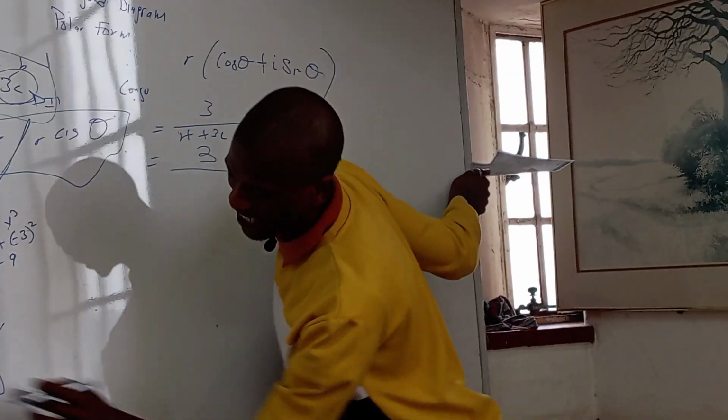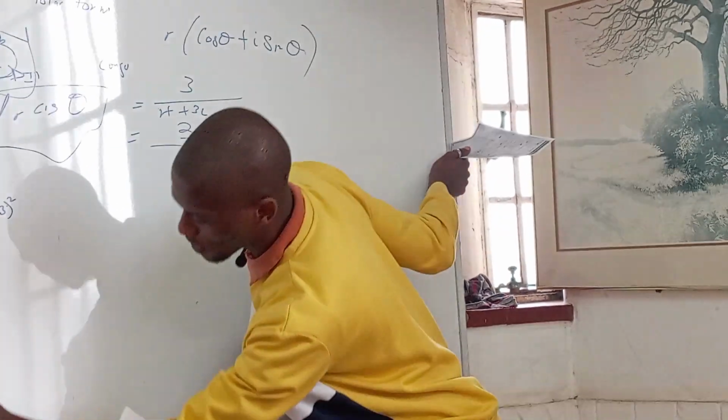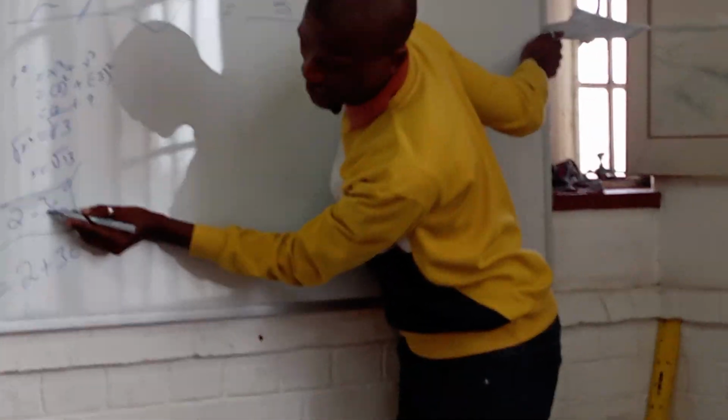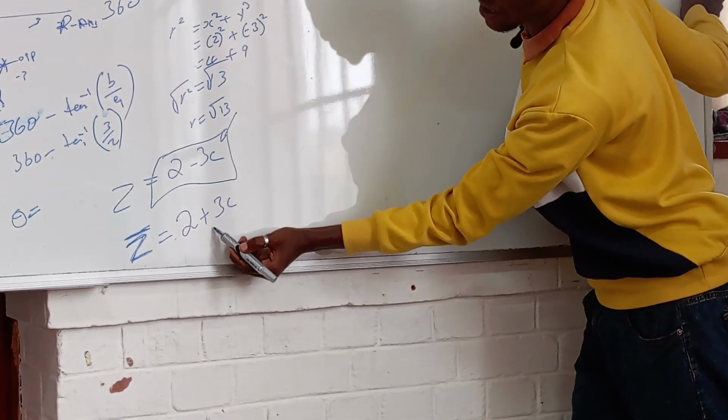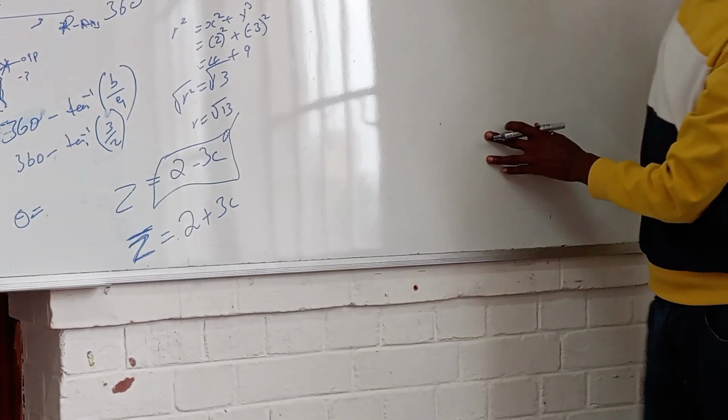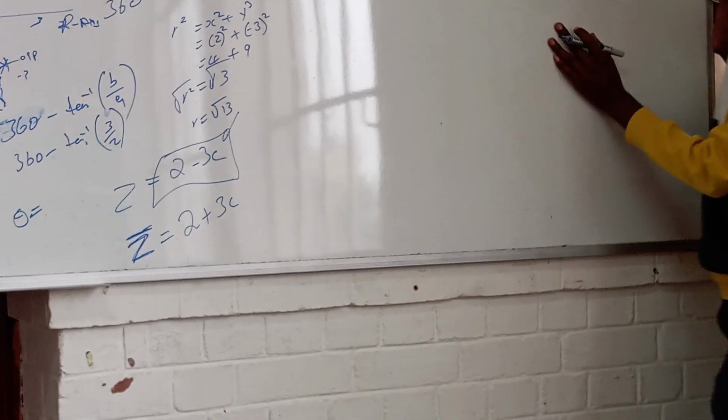On the one that is real, it does not change. We just drop the 2 as it is. But now this one is negative 3i. We just change the sign: from negative, it becomes positive. If it was positive, then it becomes negative. So this is what we will do also on our part.